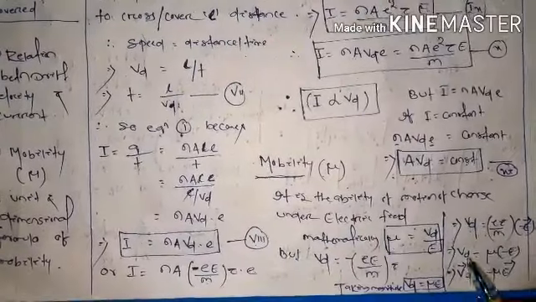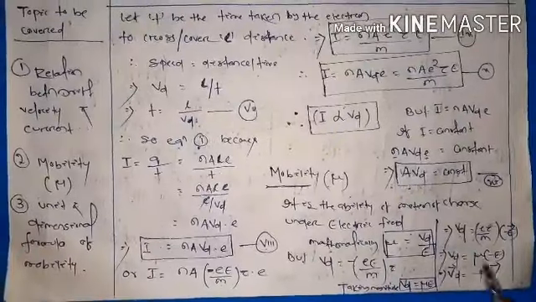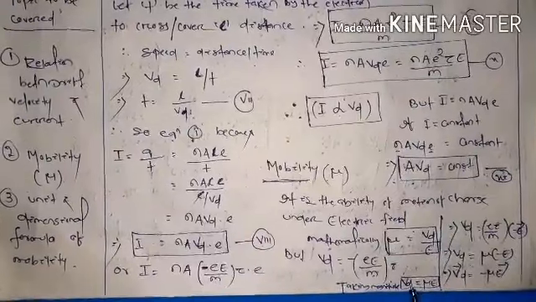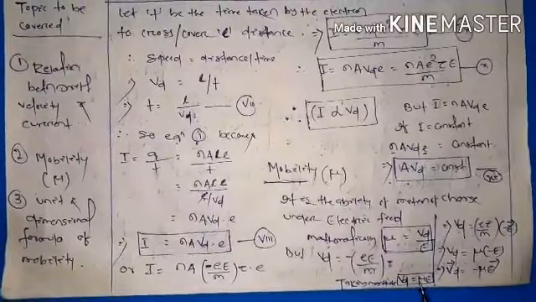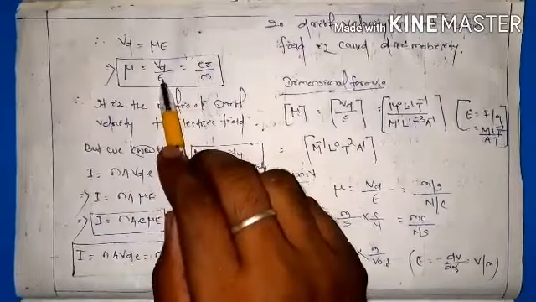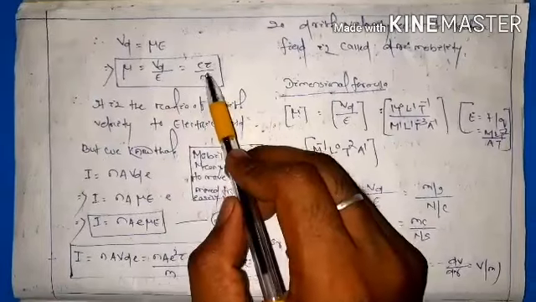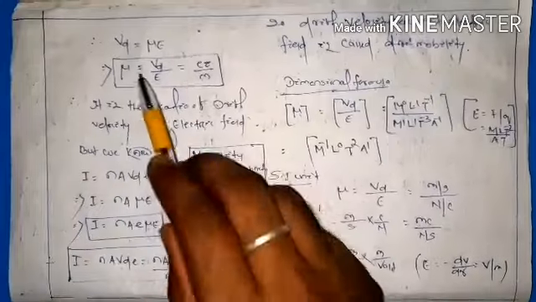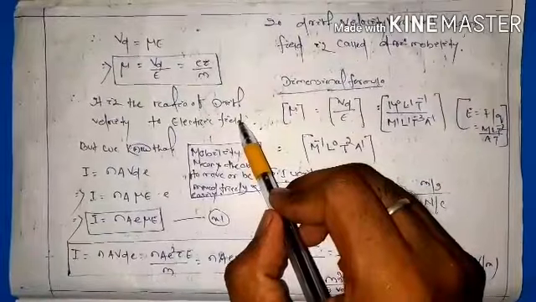In vector form, drift velocity is a vector quantity. Vd vector is equal to minus mu into E vector. Taking magnitude, Vd is equal to mu into E. So Vd is equal to mu E. Therefore mu is equal to Vd by E. Putting the value of Vd, we get mu is equal to e tau divided by m, where tau is relaxation time. So mobility of an electron is the ratio of drift velocity to the electric field.